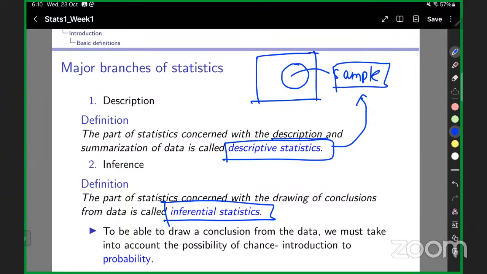Then the main task was, from the sample, we wanted to draw some conclusion about the whole population. Let's say some new drug you want to invent. Will this drug work on all the people taking it? Then you will try it on, let's say, a sample. Then maybe you can figure it out, okay, it will work for all of them. So drawing conclusions like that is inferential statistics.